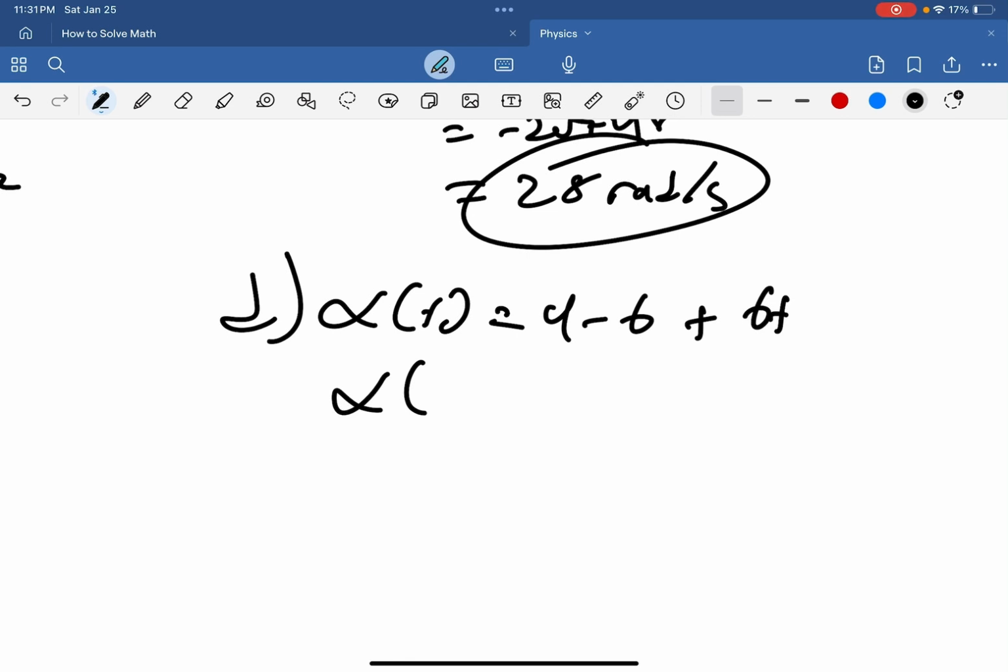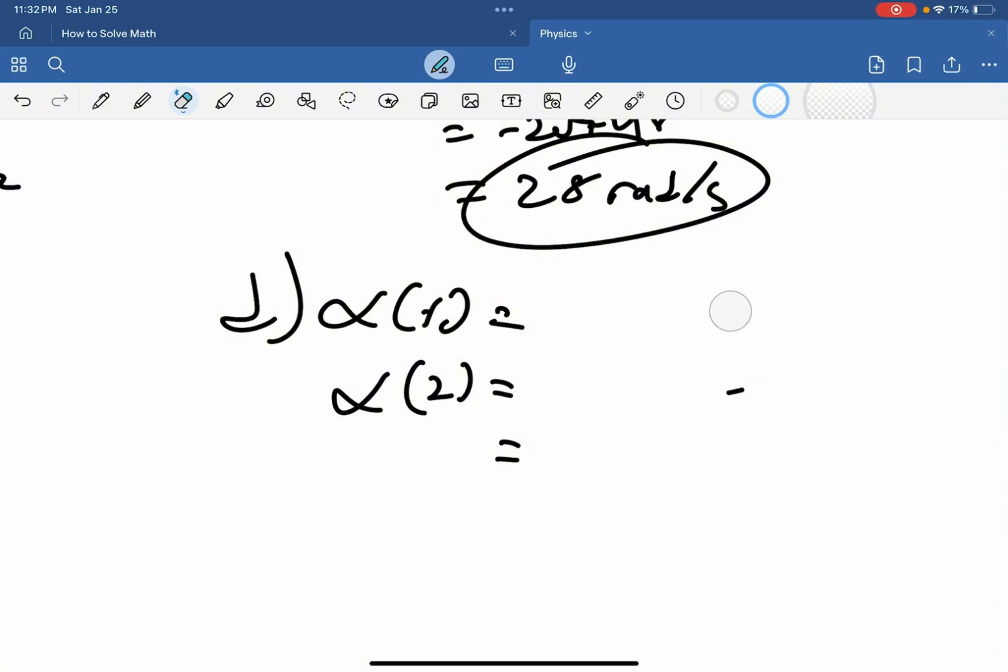So, wait a minute. Oh yeah, at the beginning of the interval. So alpha 2 is equal to 4 minus 6 plus 12. Negative 2 plus, okay, this is just equal to, wait, sorry. One big mistake.